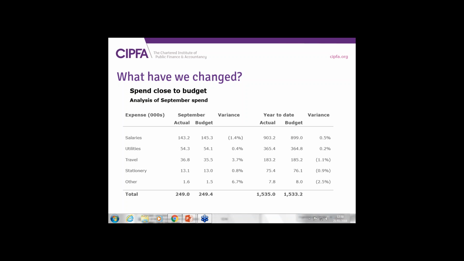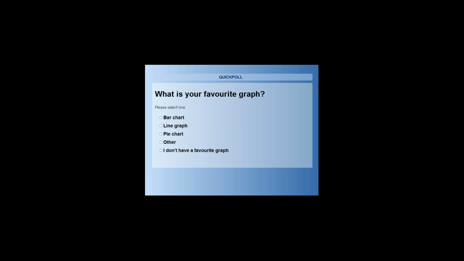So let's think about graphs. Tables are good when we need data. Graphs are good when we are trying to show a relationship or a pattern, or how things change at a high level over time, for example. Now let me open another poll, and this one is, what's your favourite type of graph, if you have one?